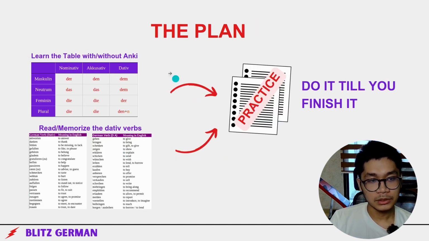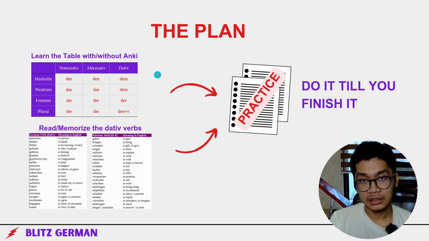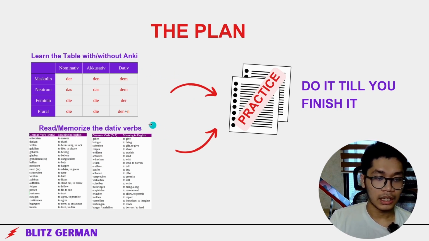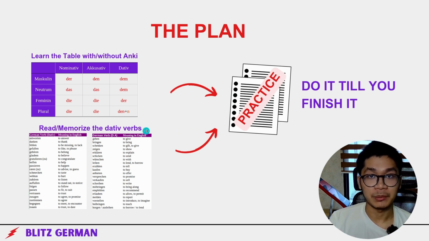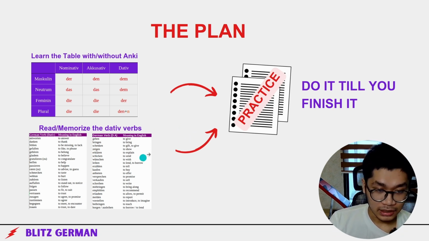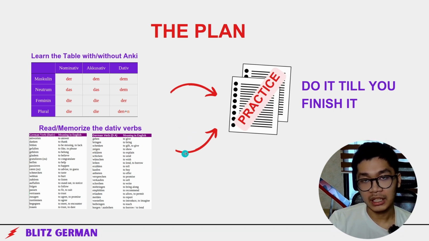So here's the plan. You learn the deck with or without Anki. It's going to be pretty hard without Anki. And you have to memorize the verbs. I recommend using Anki because if you remember 1,000 things with Anki, it will only take you like a week. Without Anki, it's going to be a pain in the ass. So this is 42 verbs. Learning it with Anki would be pretty easy. It will take me like 2 or 3 days. Easy peasy.